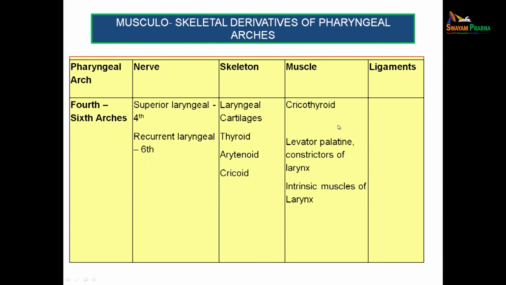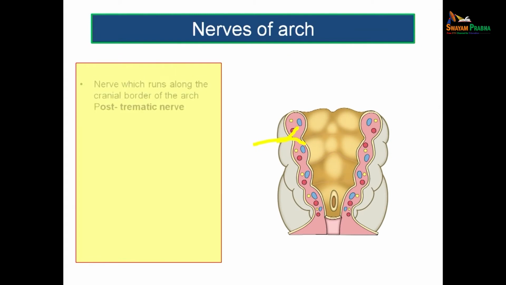Cricothyroid is the only intrinsic muscle of larynx which is lying outside. So that is supplied by the external laryngeal nerve, whereas the rest of the intrinsic muscles of larynx are supplied by the recurrent laryngeal nerve. So all these nerve supplies can be explained with respect to the structures from which they are derived, especially the branchial apparatus here.